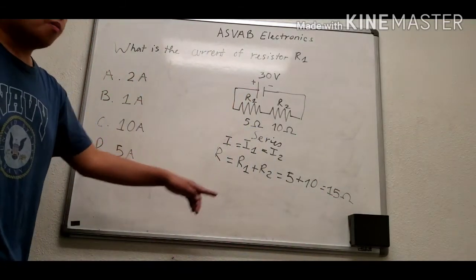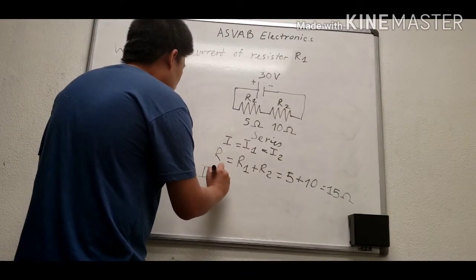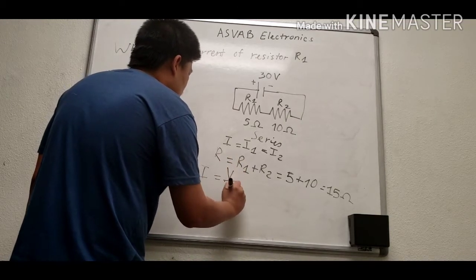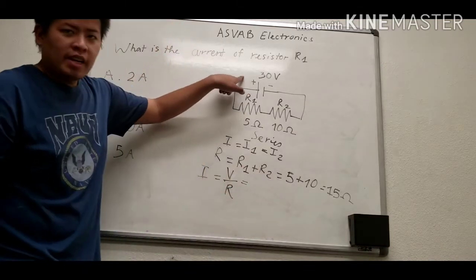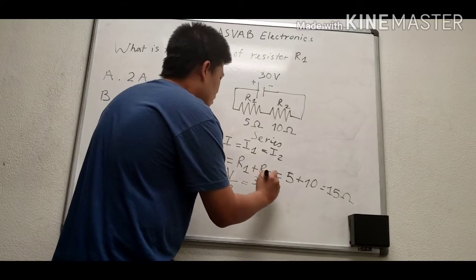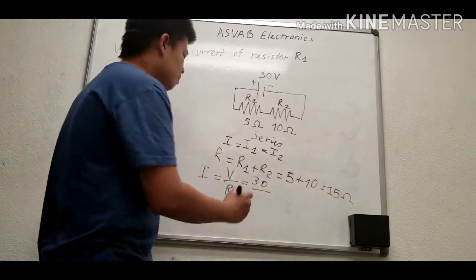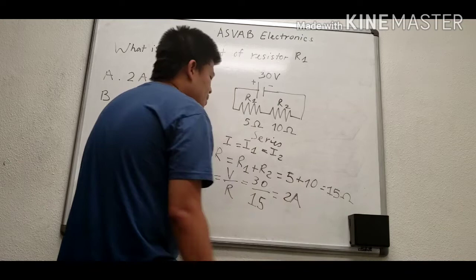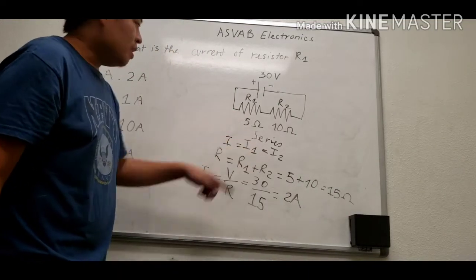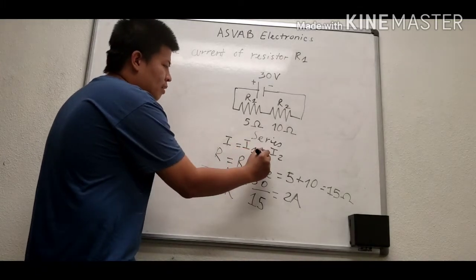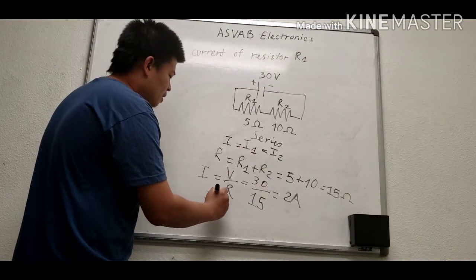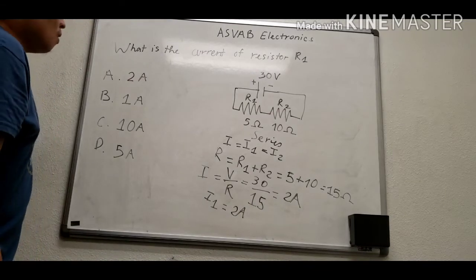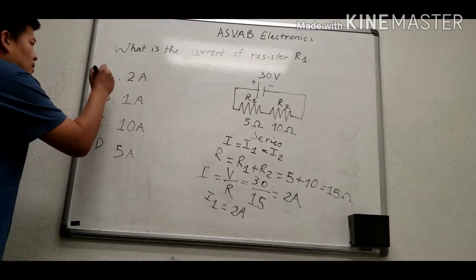So that we have 15 ohm. We have I equal to V divided by R. We know that V in here is about 30, R is about 15, so that's really about 2 ampere. But let's see about series. We know that I equal to I1 equal to I2. So the I1 is about 2A. So the answer for this question is A.